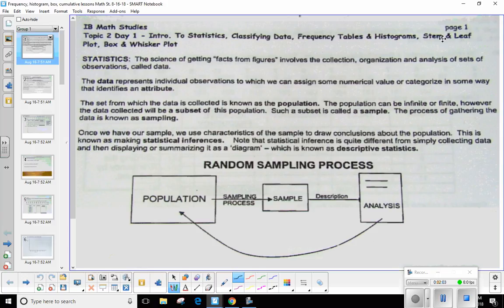Such a subset is called a sample. Now remember, I believe it was on Friday, we talked about complete enumeration versus a partial, the census versus the sample. So the process of gathering the data is known as sampling. Once we have our sample, we use the characteristics of the sample to draw conclusions about the population. This is known as making statistical inferences. Note that statistical inference is quite different from simply collecting data and then displaying or summarizing it as a diagram, which is known as descriptive statistics.